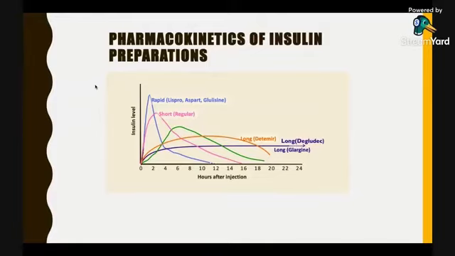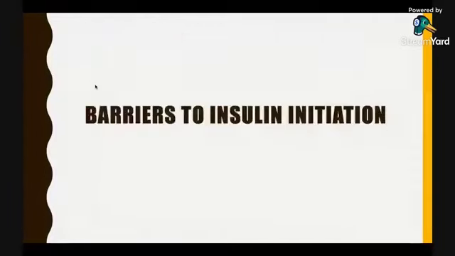And then we have the NPH or the intermediate acting, and then in the long we have detemir, and then the ultra long we have degludec and the glargine 300. So these are the kind of profiles we are going to get after hours of injection of insulin versus the insulin level. So we all know about them. Now, the most important part is we all know about insulin. We even sometimes know what the dose recommendation is, but there is a hesitancy of using insulin initiation.